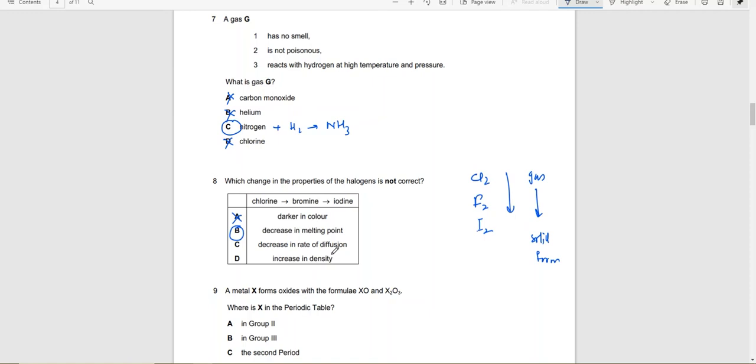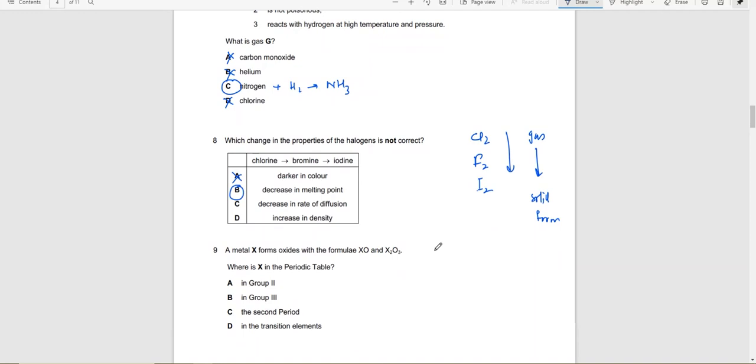Okay, a metal X forms oxides with formula XO and X2O3. Now, where is X in the periodic table? Just understand this. It is forming oxides. When X is plus 2 and O is minus 2, it is going to form XO. And when X is plus 3 and O is minus 2, it is going to form X2O3. Right? So it can easily be iron(II) oxide and iron(III) oxide. It has variable oxidation states, so it is most likely going to be a transition element.